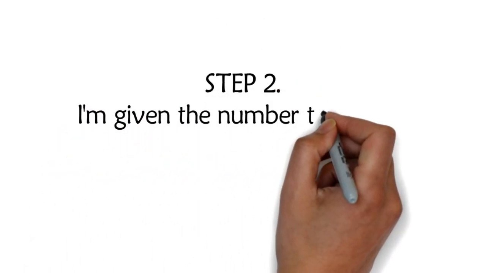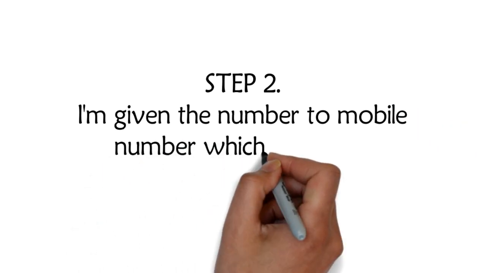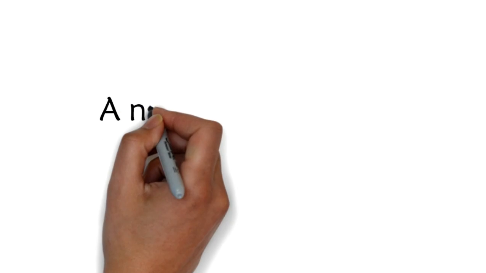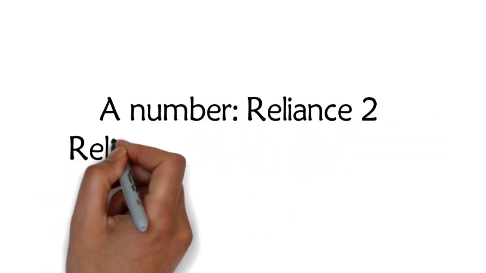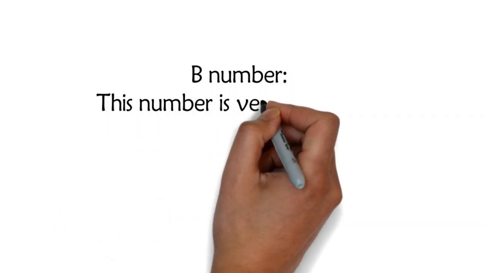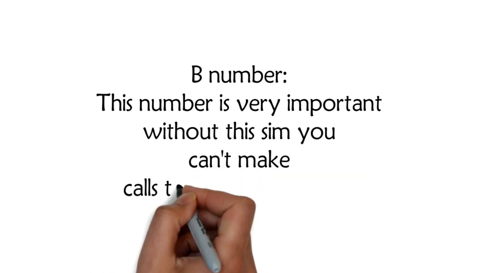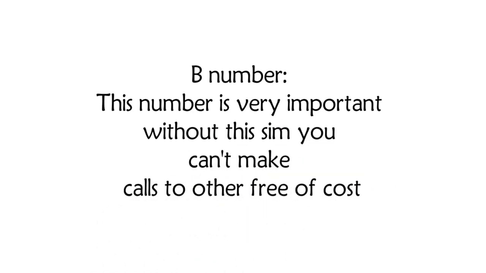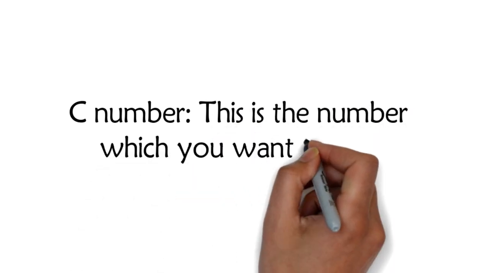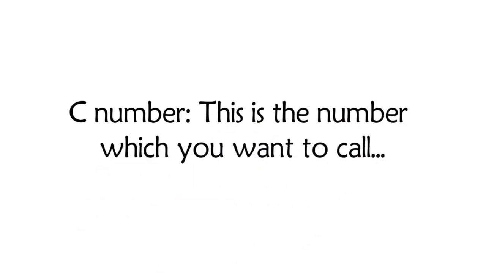Step 2. I'm giving names to the mobile numbers which you need in this trick. A number: the Reliance to Reliance activated number. B number: this number is very important. Without this SIM you can't make calls to others free of cost. C number: this is the number which you want to call.